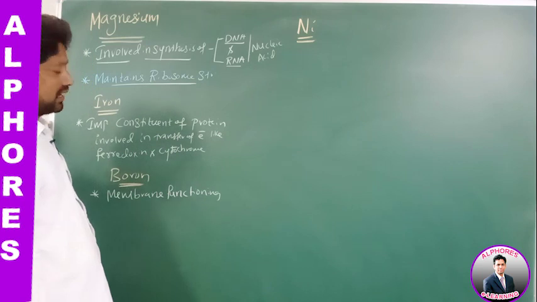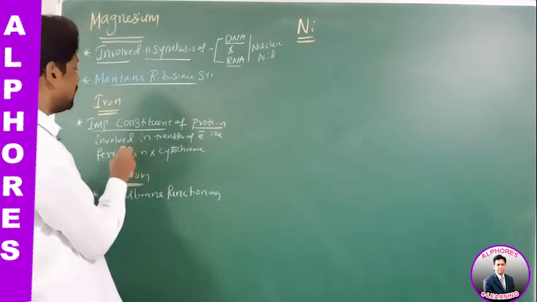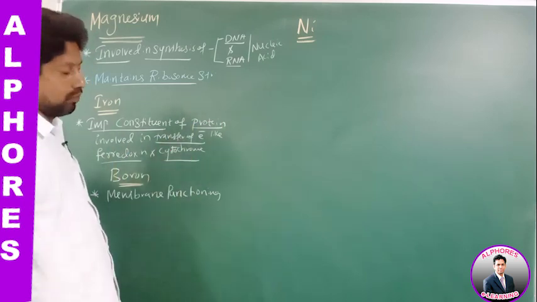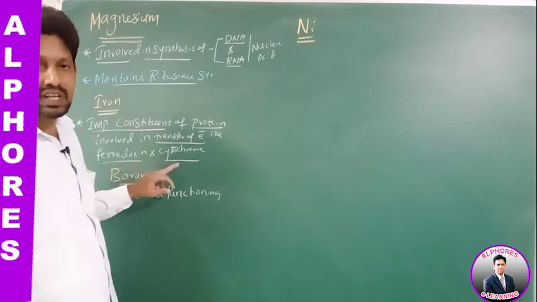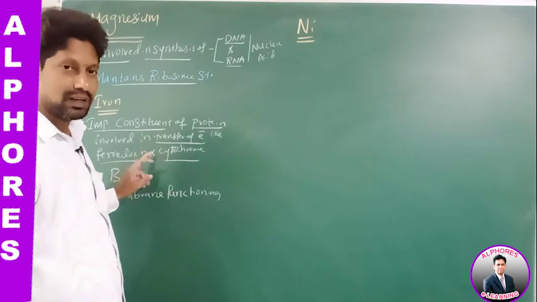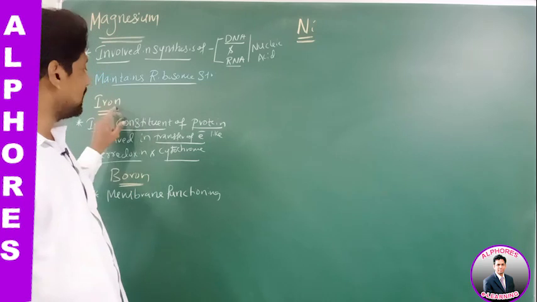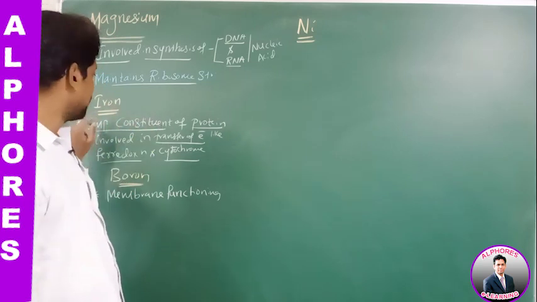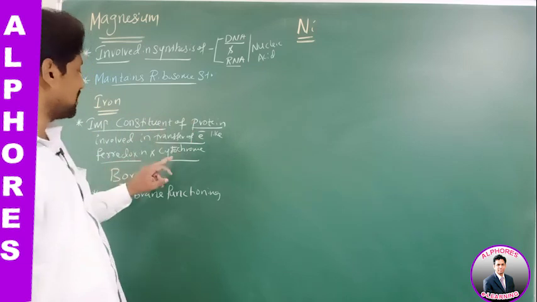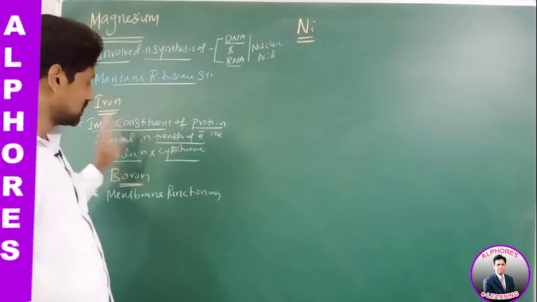Now go for iron. Sir, it is an important constituent of what, sir? Proteins involved in transfer of electrons such as ferredoxin and cytochrome. Sir, ferredoxin and cytochrome, these two are involved in electron transport. In these proteins, this iron is an important constituent. Therefore, iron is an important constituent of proteins such as ferredoxin and cytochrome, which are involved in transfer of electrons.